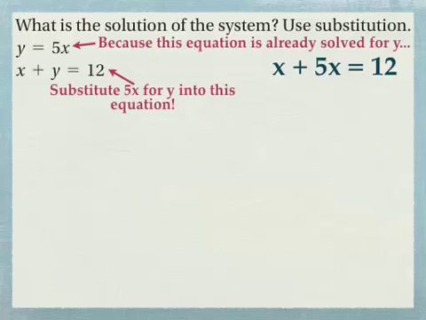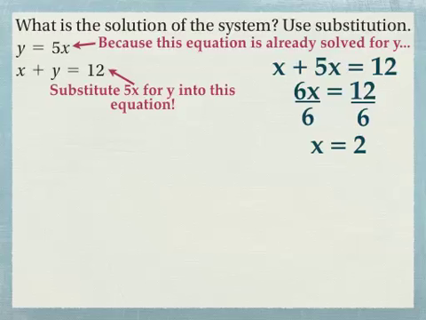Well, x plus 5x, I can combine my like terms. x plus 5x is 6x, which equals 12. To solve for x, I need to divide by 6 on both sides, and when I do that, I get x equals 2. You might be thinking, well, that's super easy. x equals 2, we're done, right? Not so fast. Remember, the solution to a system of equations is an ordered pair. Right now, I don't have an ordered pair. I just have a value for x.